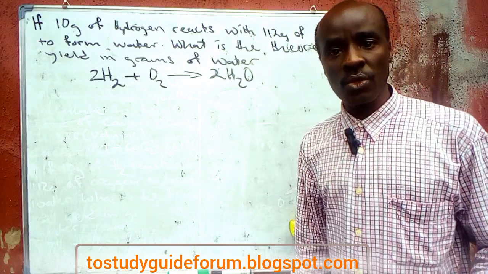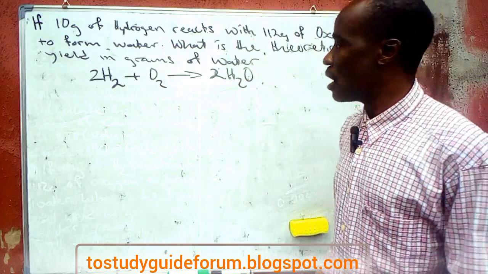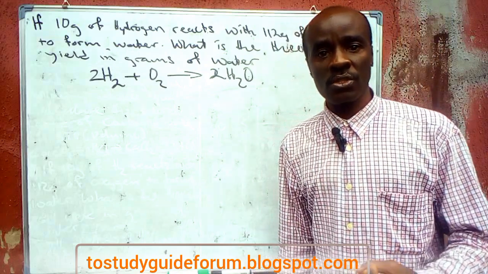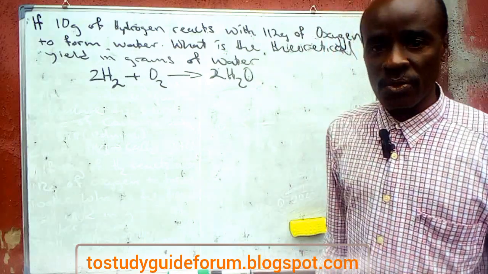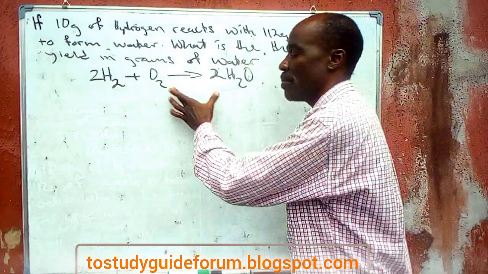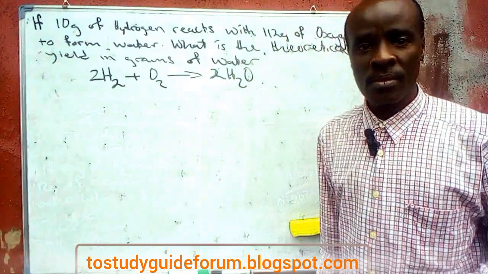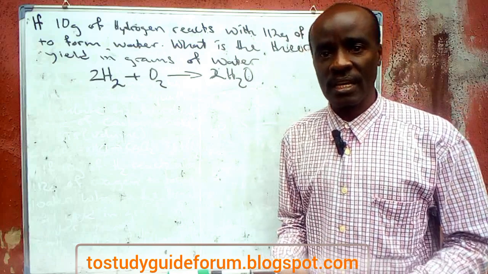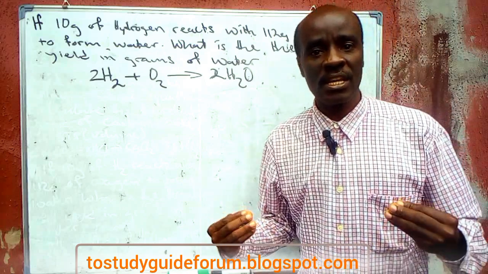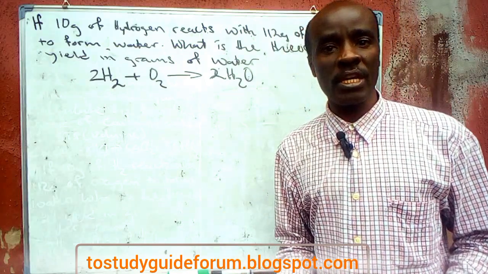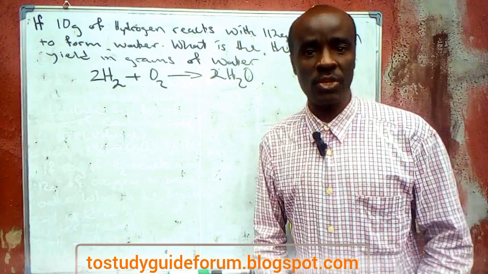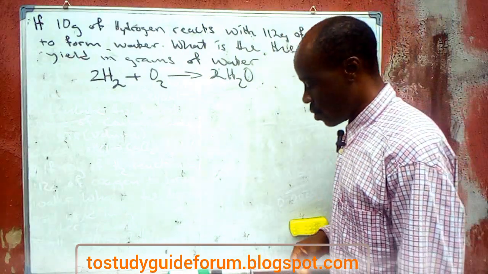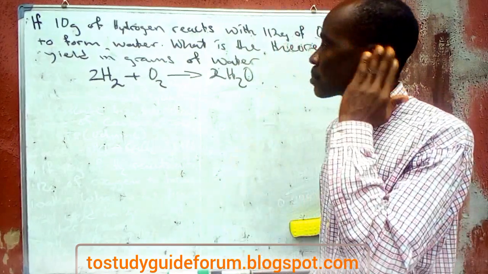Like we already told you, theoretical yield has to do with the yield expected from the balanced chemical equation. But in the real analysis, you find out that the actual yield is always different from your theoretical yield. So let's quickly dive into what we have for today.